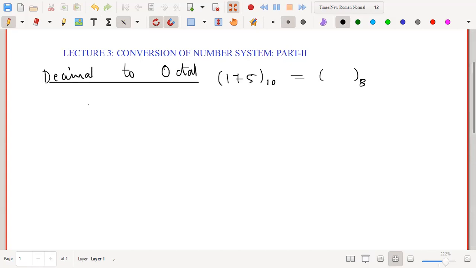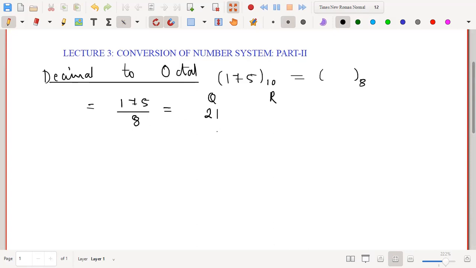So let me begin the steps here. I will first write down the given number, 175. The weight assigned, or the base of the octal, is 8. Just divide this by 8. Then we will get the quotient and the remainder. Now, 8 into how many times? 8 into 21 times.